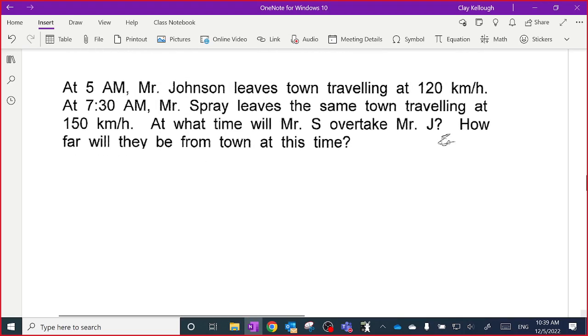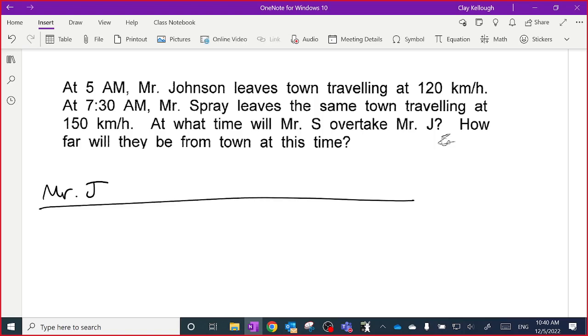Okay. At 5 a.m., Mr. Johnson leaves town, traveling at 120 kilometers per hour. At 7:30 a.m., Mr. Spray leaves the same town, traveling at 150 kilometers an hour. At what time will Mr. S overtake Mr. J? That means they'll catch up and meet at the same place. So, Mr. J and Mr. S.